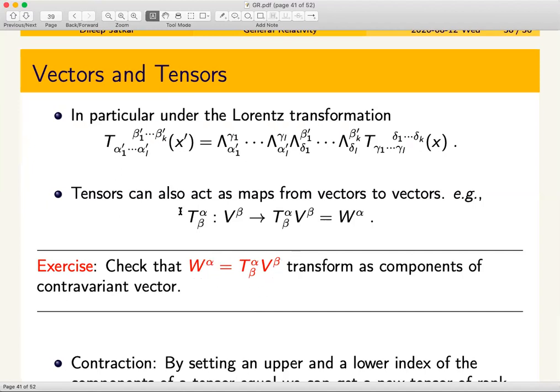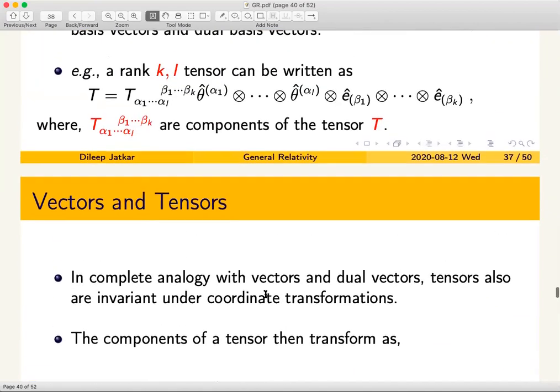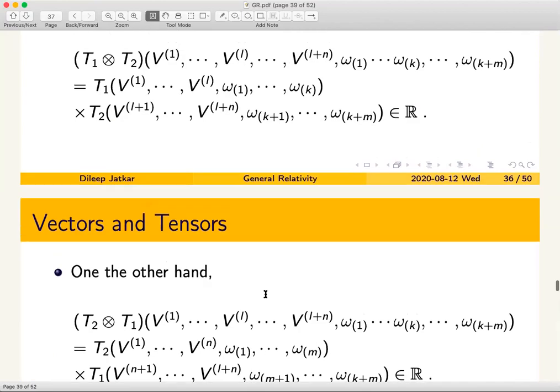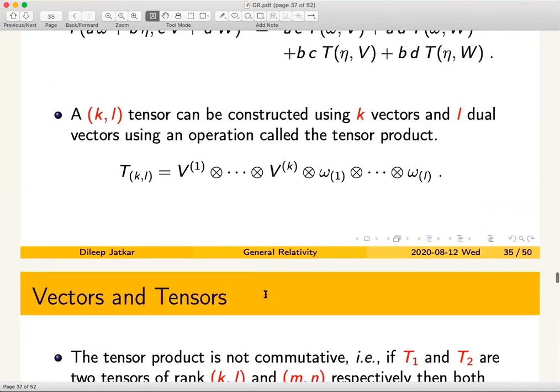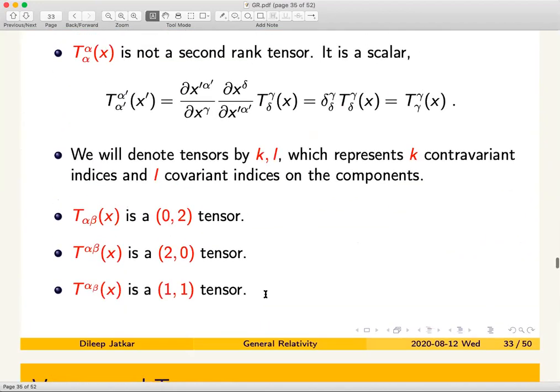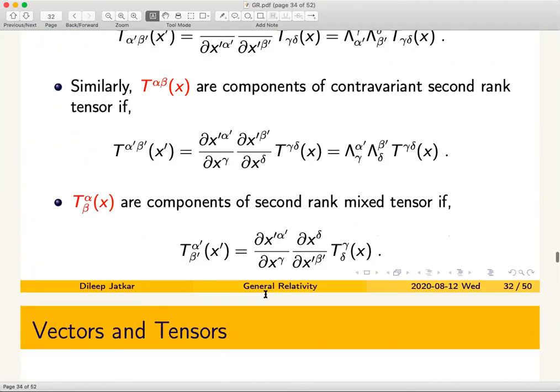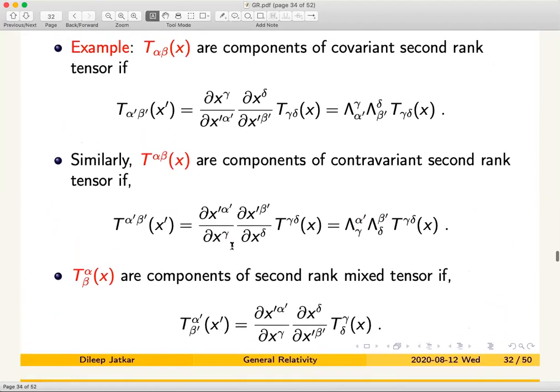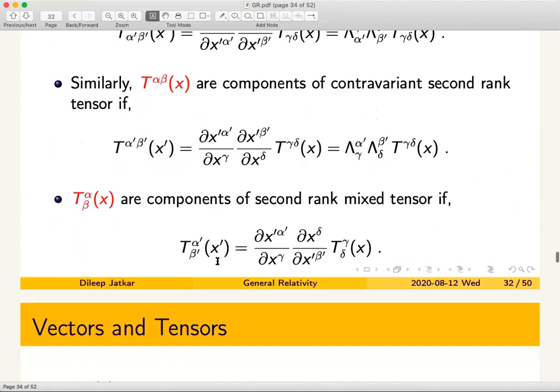So notice that T alpha beta was a mixed tensor and V beta was a contravariant vector, but this object would have the transformation property of a contravariant vector. So all you need to do is go back and check how the tensors transformed, and use these properties to determine how W alpha would transform.